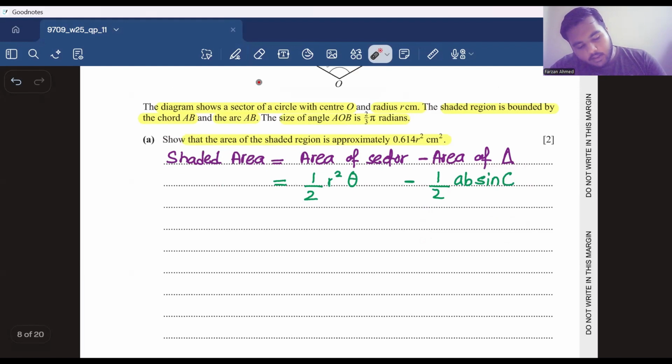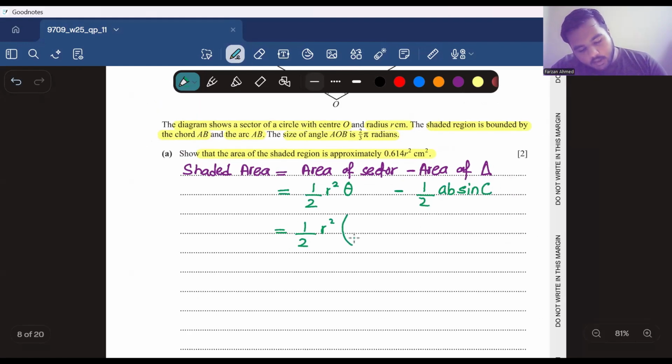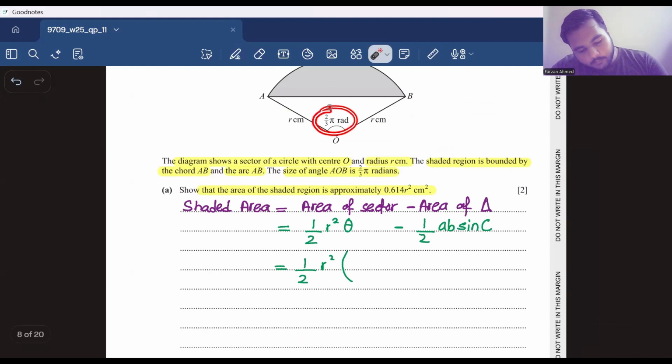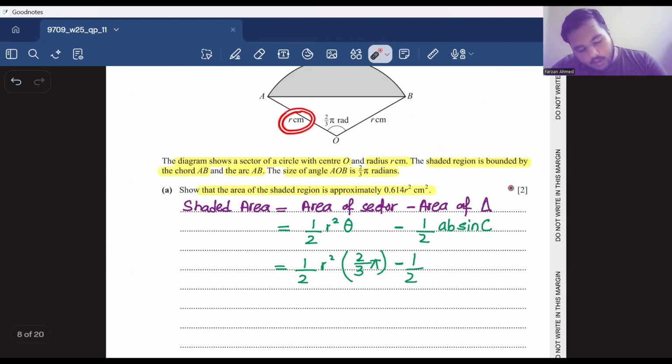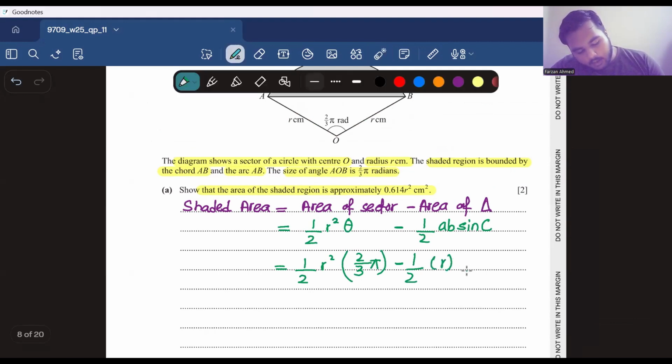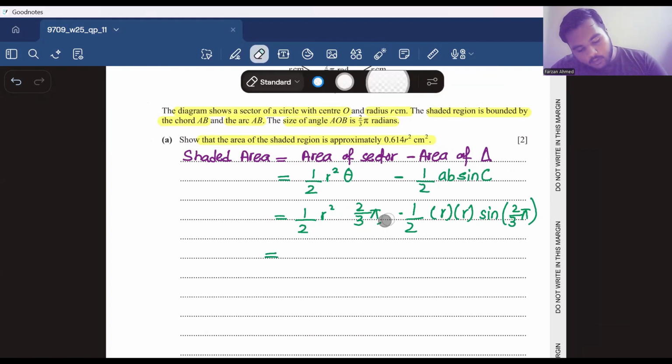Now 1 upon 2 r square theta. What will we take as theta? Theta will be this 2 upon 3 pi. So 2 upon 3 pi, minus 1 upon 2. What is the value of A? This is A and this is B. So R and R, and sine. In place of C, we will take 2 upon 3 pi. From here, 2 and 2 will be cancelled.